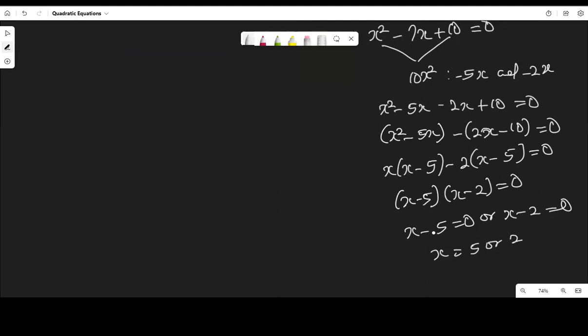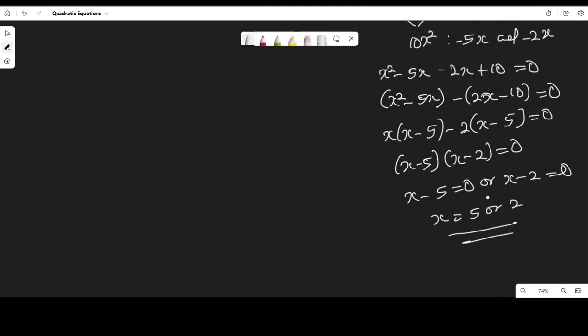That's minus 5 crosses to this side, which is 0 plus 5, gives us 5. The same thing, minus 2 crosses to this side, 0 plus 2 gives us 2. So our answer is 5 or 2.